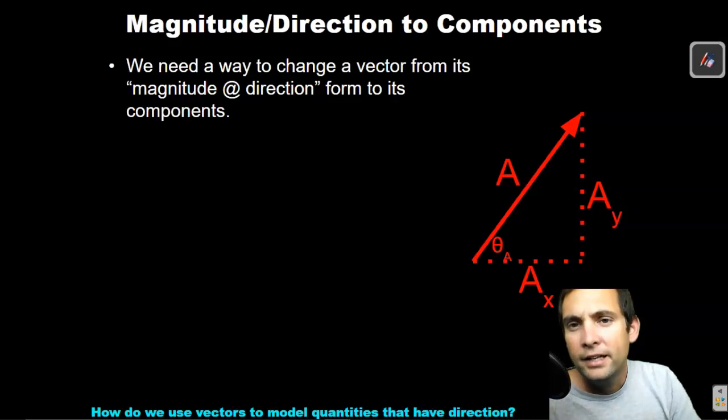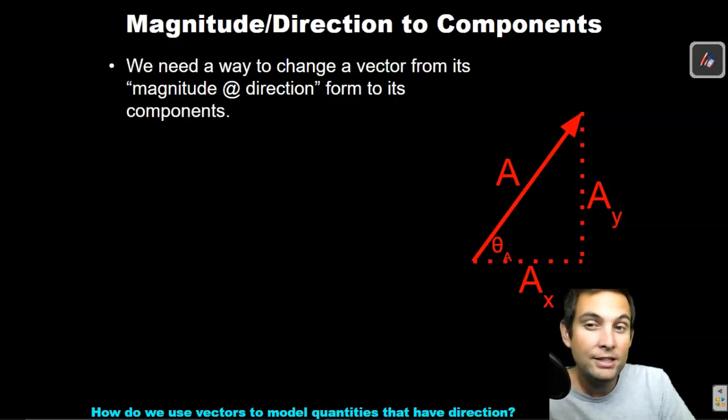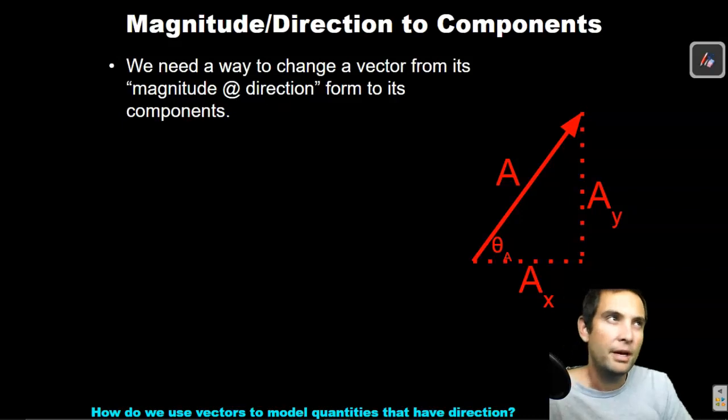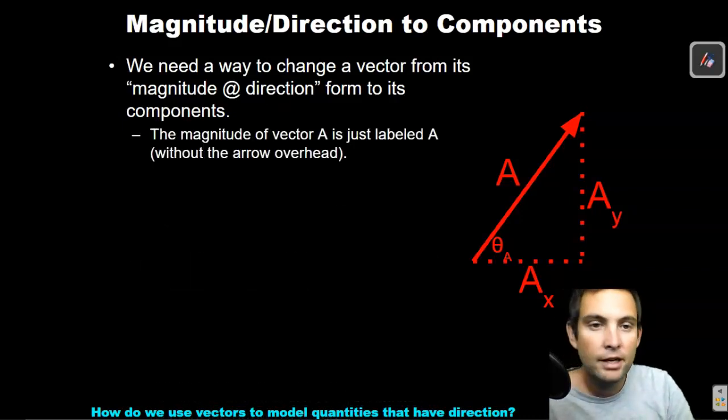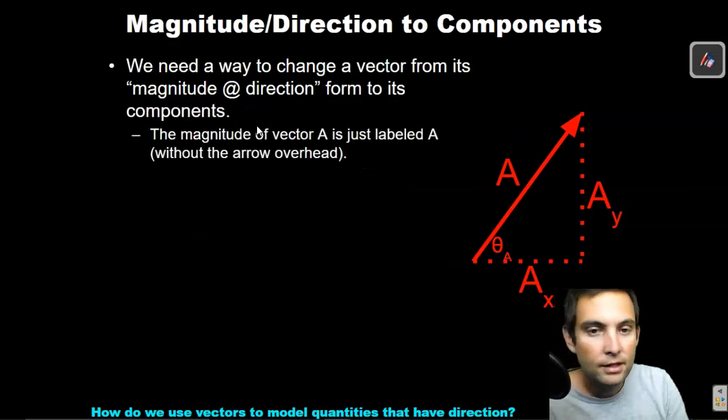We need a way to change a vector from its magnitude at direction form to its components, because it's not always going to be useful to use the magnitude at direction. Instead, we may need just one little piece. Maybe we only need a horizontal component, or maybe we only need the vertical component. But we're given the full vector. So how can we do that?